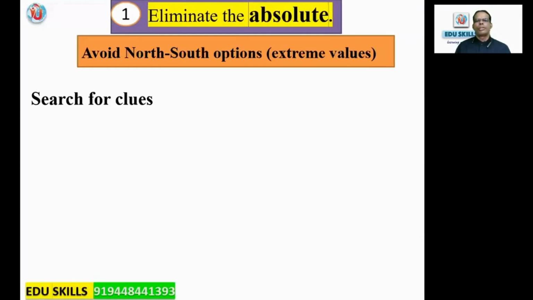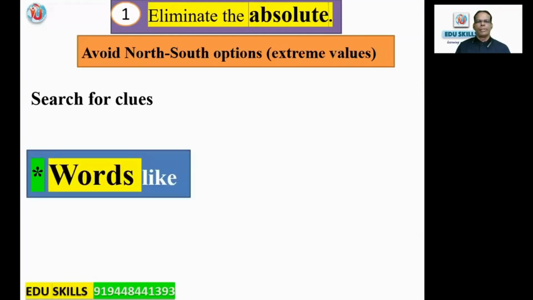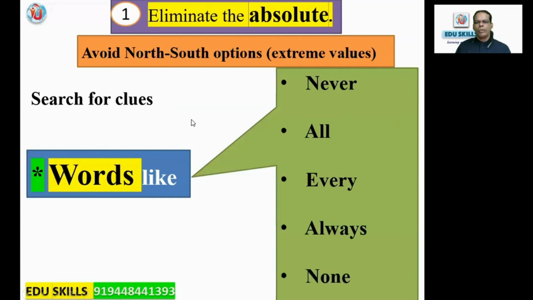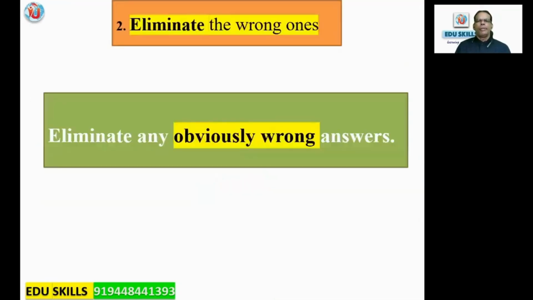Eliminate the absolute means avoid north-south options. Extreme values you have to eliminate. Search for clues in the answer options. For example, if you find words like never, all, every, always, and none. If one of these words or similar extreme words are found in your answer options, you can immediately eliminate. Most probably they are not the answers. Normally 99%. But always there is a probability. We don't categorically teach this can be eliminated, but normally there is a chance to eliminate. If you have absolute or extreme values or words of this type showing, never, all, every, always, none, you can eliminate the answer.